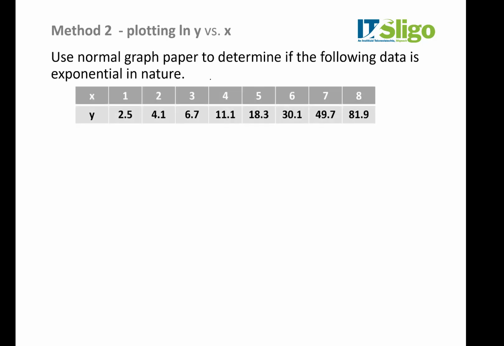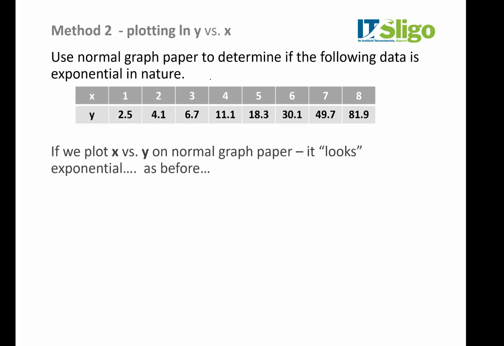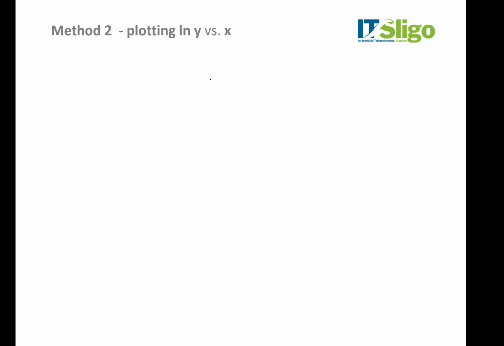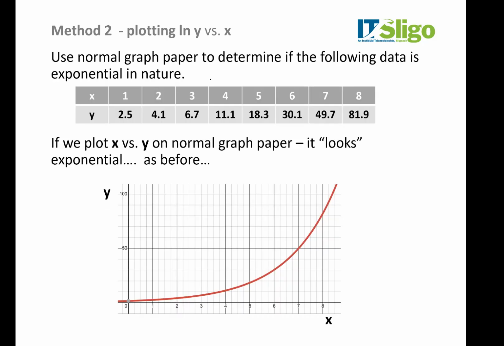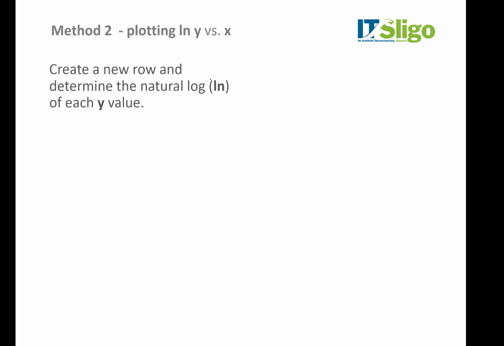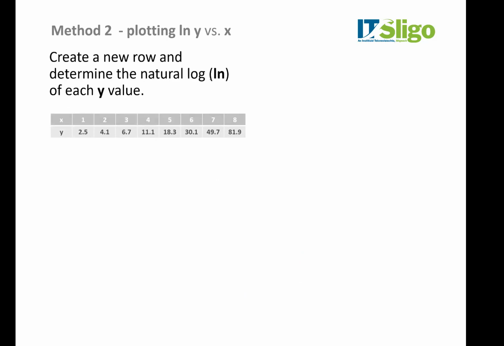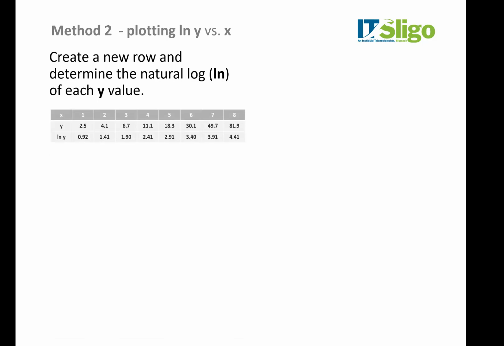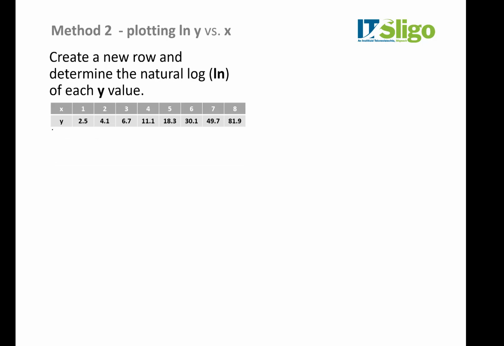So here's the data from the previous slides when we were looking at semi-log plots. If we plot it just as before, it looks exponential but not conclusive. So what we do now, guys, is we actually create a new line. You just create a new row in your table, and we get the natural log of each value, and we write it in here.